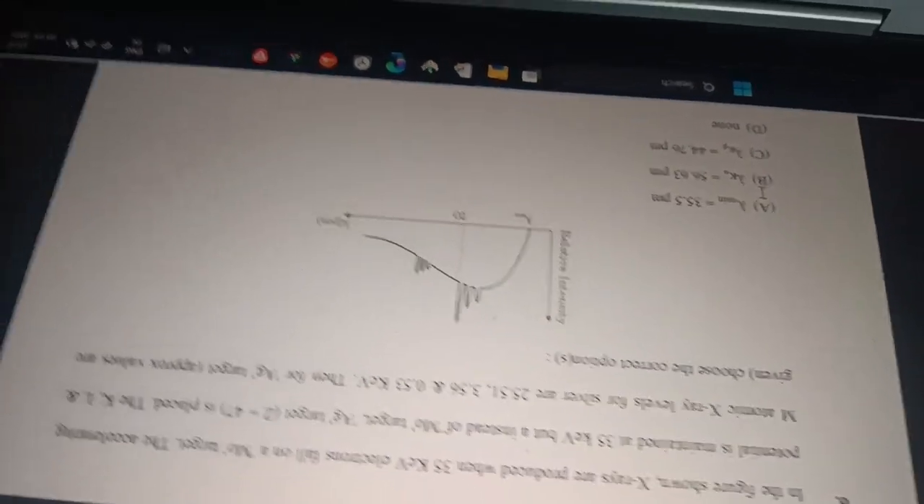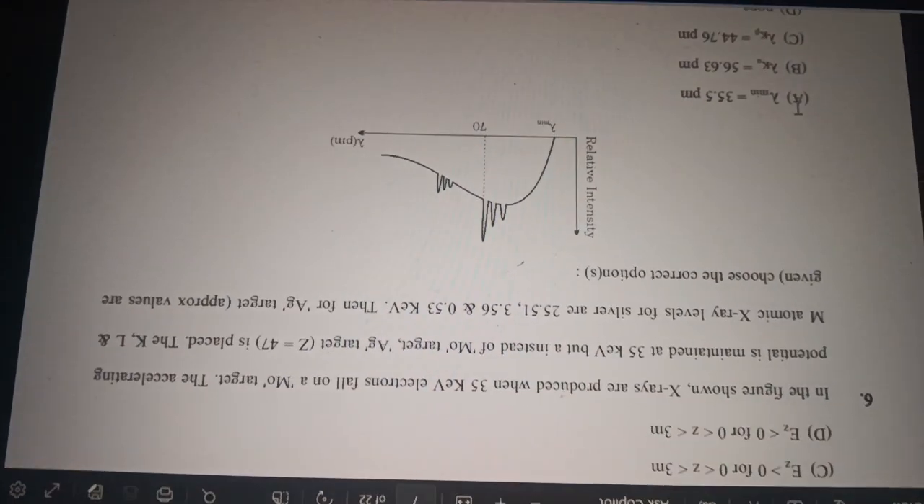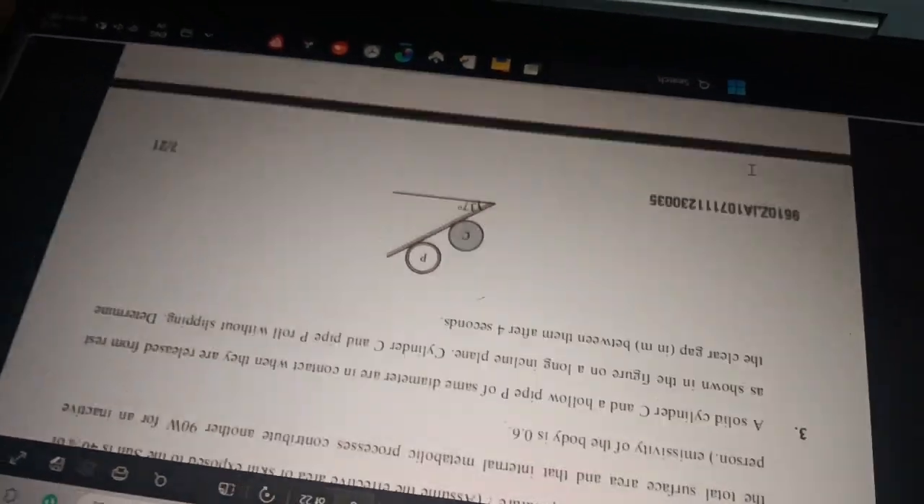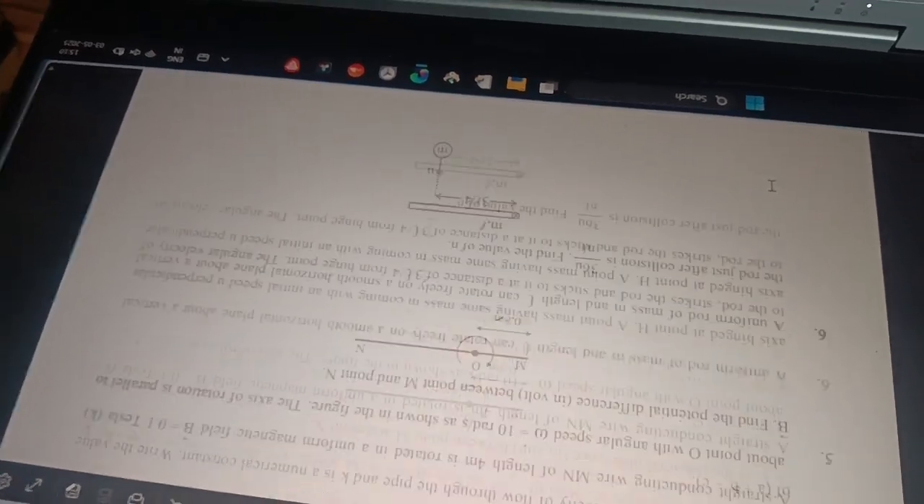Now in this case I don't know, I need to check it again, but see this question, solve it yourself. That's it. Maybe. Okay, all other questions are simple.